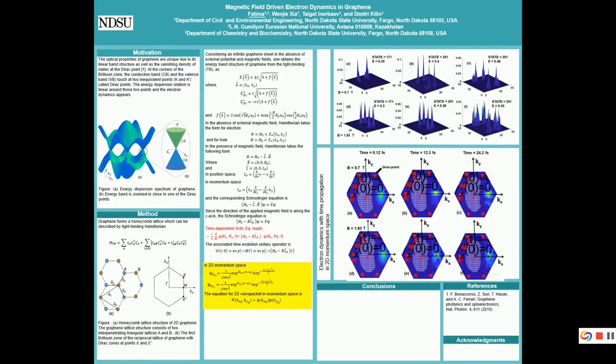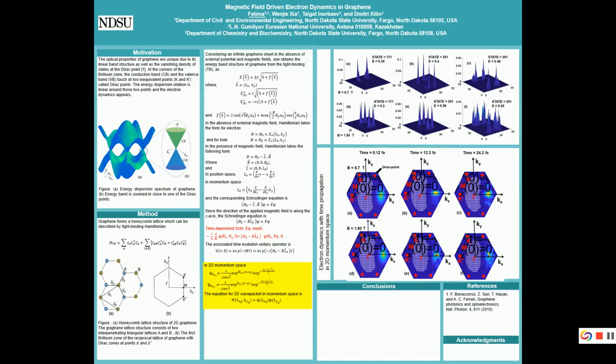And now please explain it in your own words, if you accept this logic. In the absence of an external magnetic field, the Hamiltonian is here. And in the presence of a magnetic field, there is another term in the Hamiltonian: the dot product of angular momentum and the applied magnetic field.